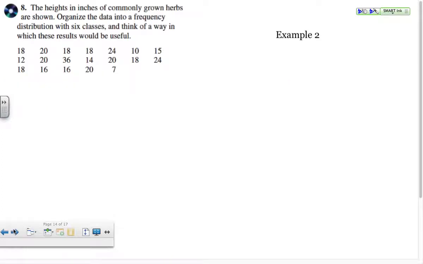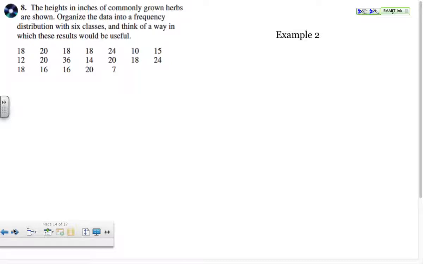All right, example 2. We're now going to actually create a frequency distribution. It says the heights in inches of commonly grown herbs are shown. Organize the data into a frequency distribution with 6 classes and think of a way in which these results would be useful. So the very first thing we need to do is determine the class. This is the hardest part.